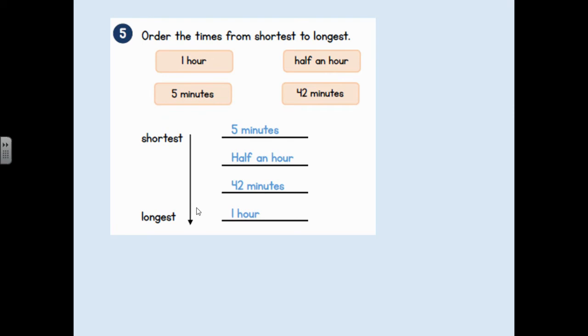Right, order the times from shortest to longest. We did this yesterday. So the trick was, if you remember, changing this to remind you. So 1 hour is 60 minutes, half an hour is 30 minutes, then you had 5 minutes and 42 minutes. So the shortest time was 5 minutes, then it was half an hour, 42 minutes, and then 1 hour.